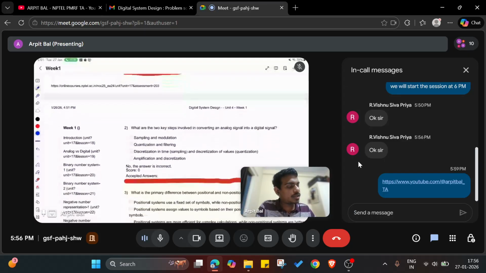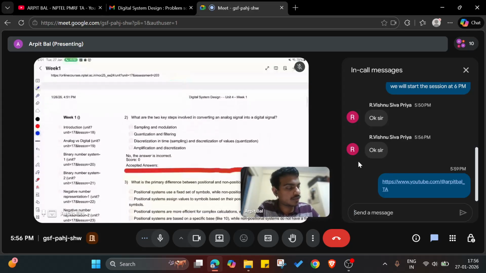Moving to question number 2, what are the two key steps involved in converting an analog signal into digital signal? Let us say I have an analog signal which looks like this. Let me say that this is a sine omega t, and this axis is t. To convert it into digital signal, first I need to discretize it in time domain. I need to take discrete samples in time. Then after taking discrete samples in time, I also need to take discrete samples in amplitude.